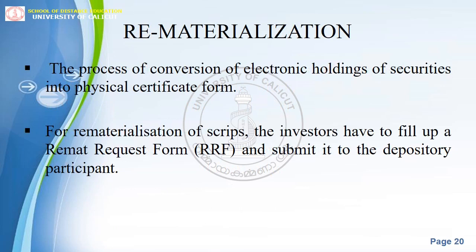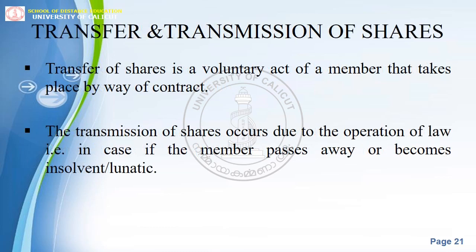Rematerialization. As the name suggests, it is the opposite of dematerialization. It is the process of conversion of electronic holdings of securities into physical certificate form. Transfer of shares is a voluntary act of a member that takes place by way of contract. Transmission of shares occurs due to the operation of law, that is, in case the member passes away or becomes insolvent or lunatic.